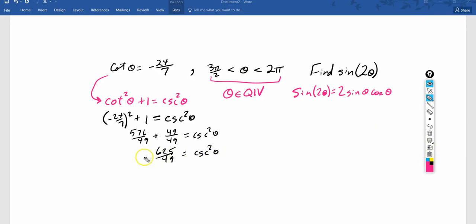Then I'm going to take square roots of both sides. When you take square roots of both sides, you're going to get plus or minus. You must make a decision on plus or minus based on the quadrant. Now, cosecant is the flip of sine, and in quadrant 4, sine is negative. So we're going to have that cosecant is equal to the negative of the square root of 625 over the square root of 49. That's the trick we should be using.